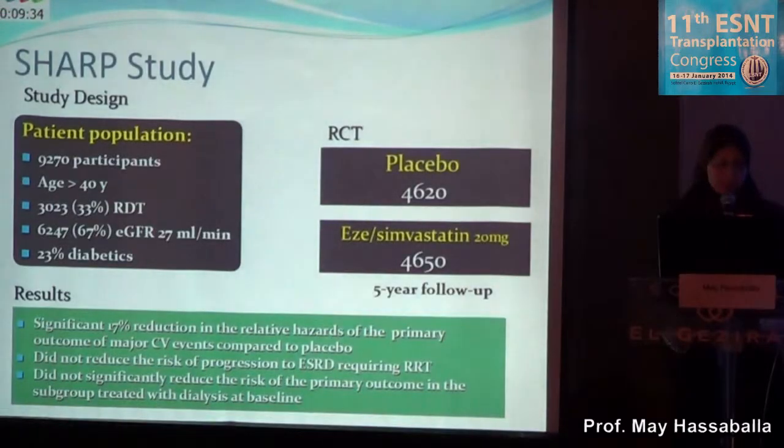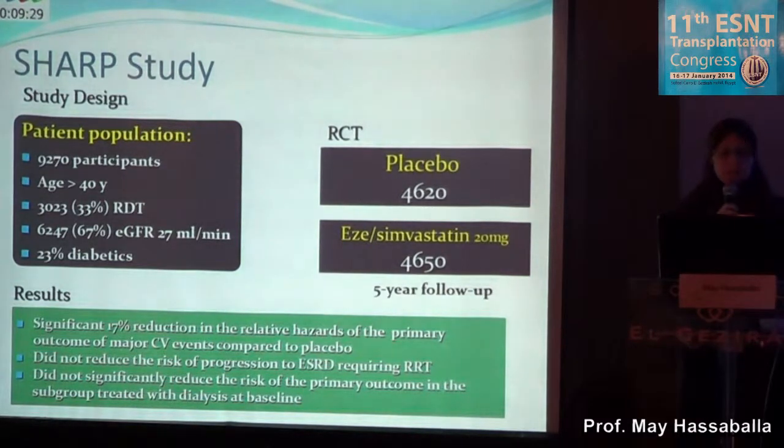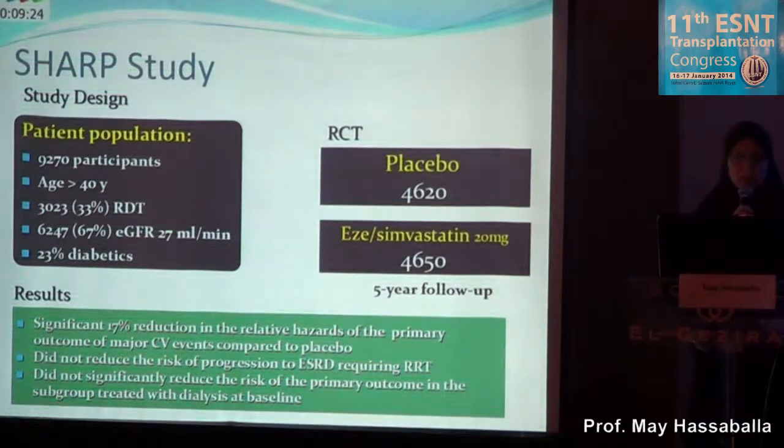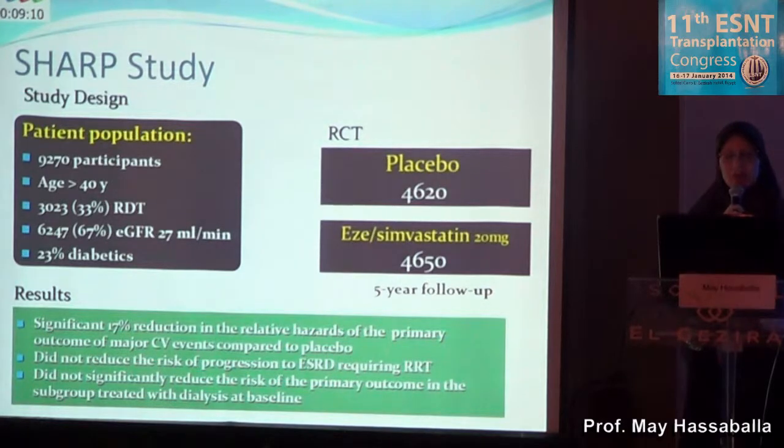And what's the evidence for that? Well, this is a very big study, which is the SHARP study, comprising more than 9,000 participants, aged more than 40 years. 33% of them were on regular dialysis treatment and 23% were diabetics. And they were randomized to receive placebo or ezetimibe-simvastatin 20 milligram combination, and were followed up for 5 years. And the results were a significant 17% reduction in the relative hazard of the primary outcome of major cardiovascular events compared to placebo. But they did not reduce the risk of progression to end-stage renal disease requiring renal replacement therapy.